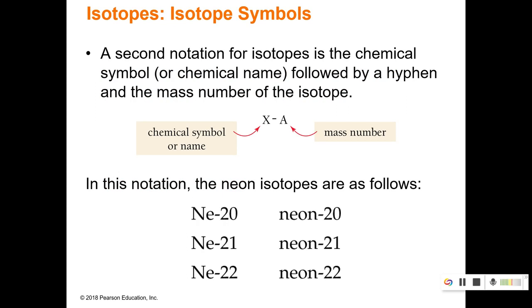Okay, sometimes isotopes are written like this, where they write the chemical name or symbol, and then they write the mass number, which is why we call them neon 20, neon 21, and neon 22, because that differentiates between the different isotopes.